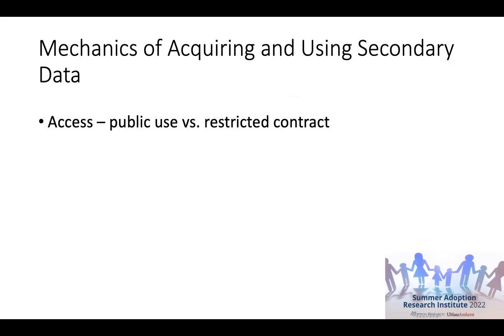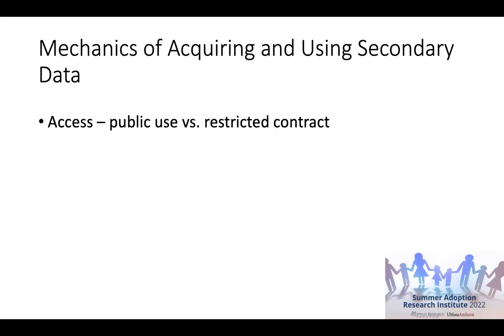A little bit about mechanics of acquiring and using secondary data. Access can vary from what's called public use, meaning that basically the data are de-identified, meaning there are no personal identifiers in the data, and the data is available somewhere for you to be able to download and use. It may be at no cost. There may be a small fee associated with it, but generally the restrictions are very few and you can just download it and go.